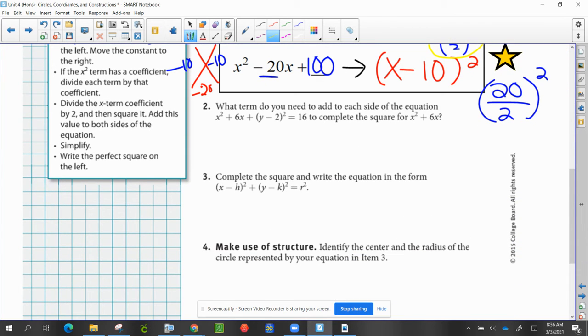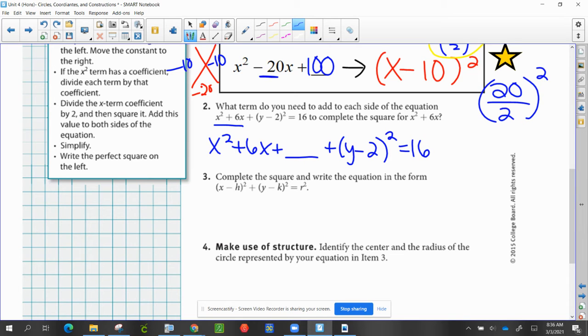Again, we have x squared plus 6x plus y minus 2 squared equal to 16. Now, the only thing we really have to change here is the x squared plus 6x. The y minus 2 is already set up like our circle equation. So what I'm going to do is take that x squared plus 6x, and I'm going to put a plus blank, because I'm going to complete the square there. So I'm just going to move everything down and put in the rest of the equation.